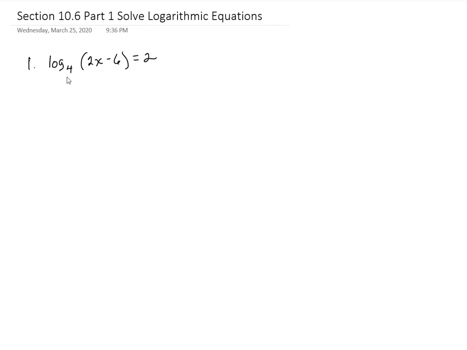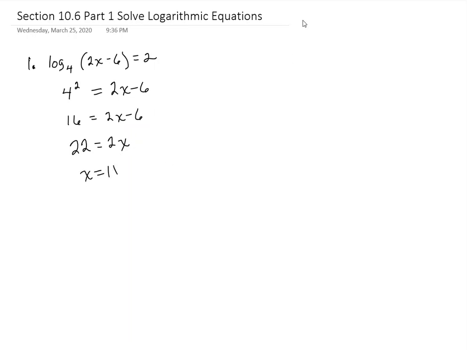I have an equation with a single logarithm. I need to know that when I see a problem like this with a single logarithm, I can write it as an exponential and probably end up with an easier way to solve this. So 4 squared, the base is 4, the 2 is the exponent, is going to equal 2x minus 6. So this is 16 equals 2x minus 6. You add 6 to both sides, 22 equals 2x, so x equals 11.